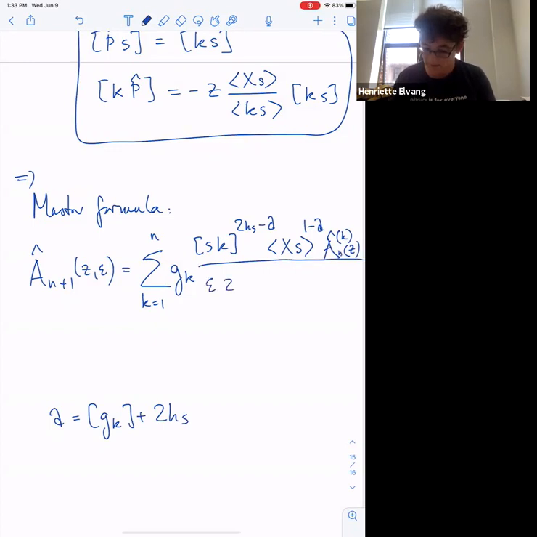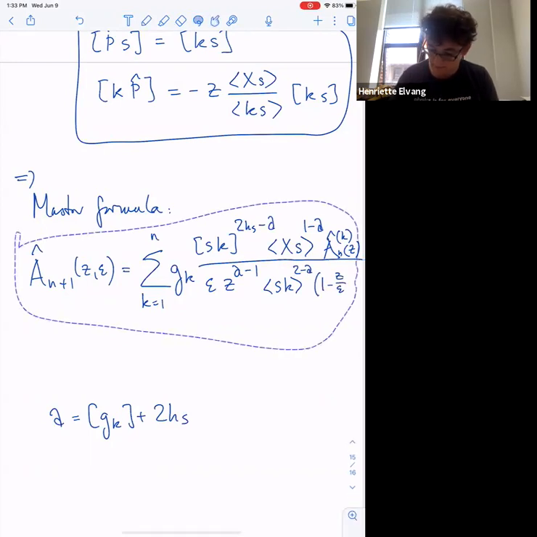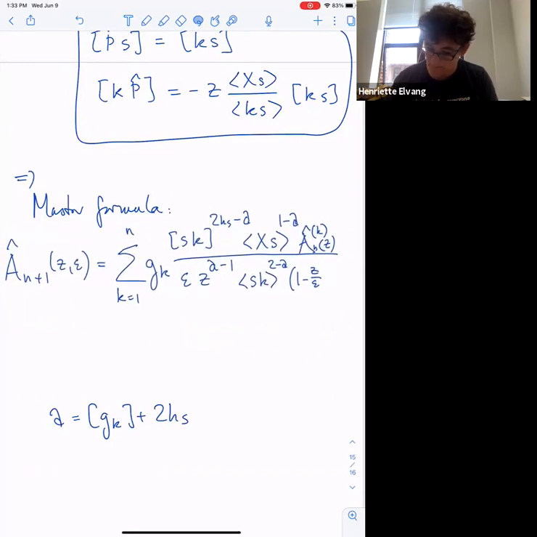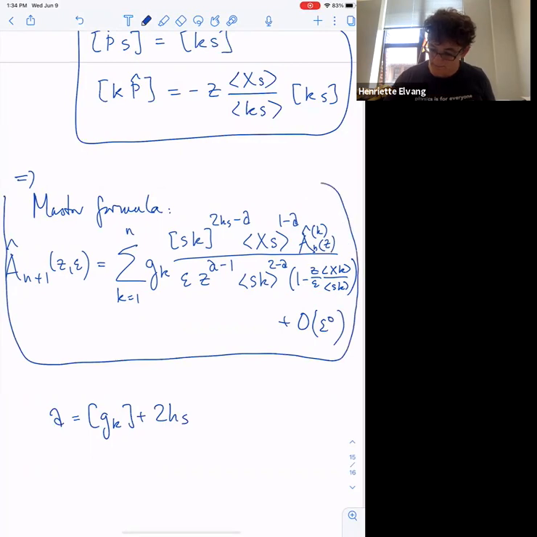There's a factor 1 over epsilon, a factor c to the a minus 1, an angle sk to the 2 minus a, and then 1 minus z over epsilon, and I'm going to need a little more space to write the last bit, times xk divided by sk. All right, and that's the whole thing, plus, of course, order epsilon 0. And that is then our master formula. Maybe it doesn't look very much like master, but now we can start having some fun with it.